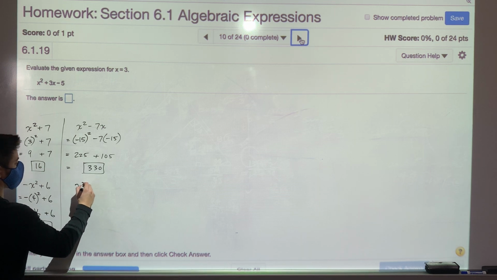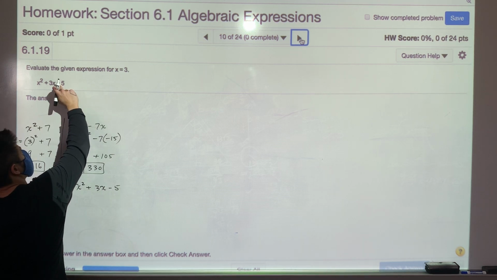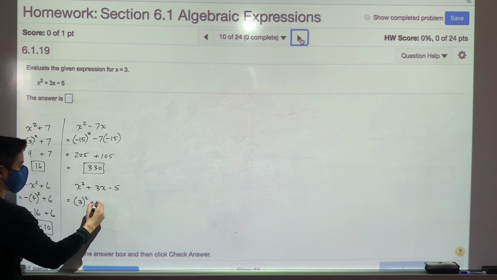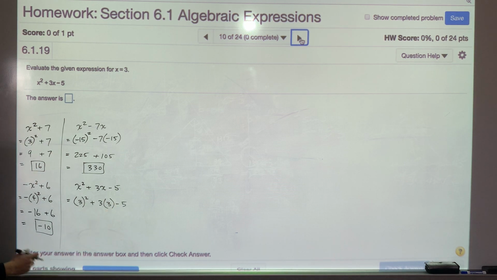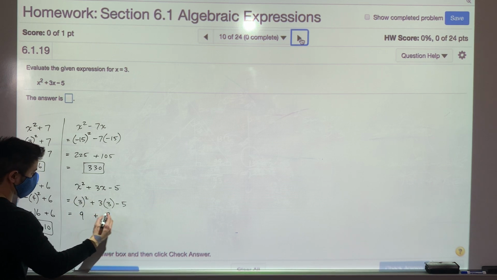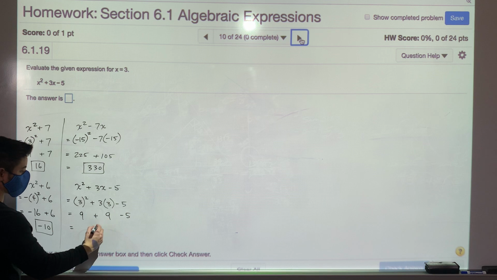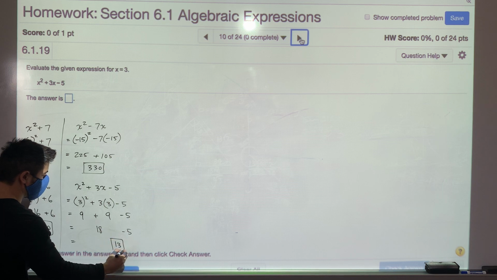So here we go, x squared plus 3x minus 5. And I am evaluating this expression when x is 3. So again, no matter what, I am in the habit of substituting with parentheses. Anytime I see a variable, I substitute with parentheses. Now from here, it's just order of operations. 3 squared is 9. 3 times 3 also is 9, minus 5. And then of course we just work left to right. 9 plus 9 is 18, minus 5. 18 minus 5 is 13. Done.